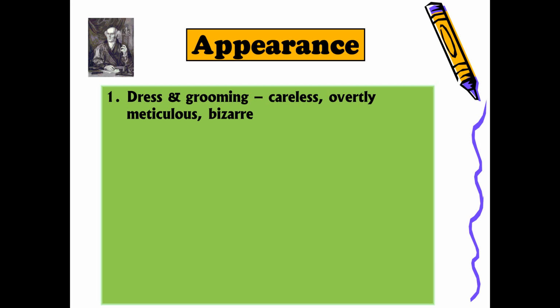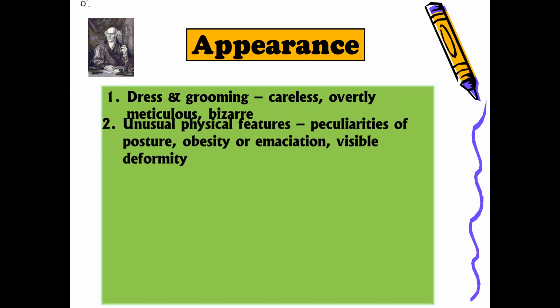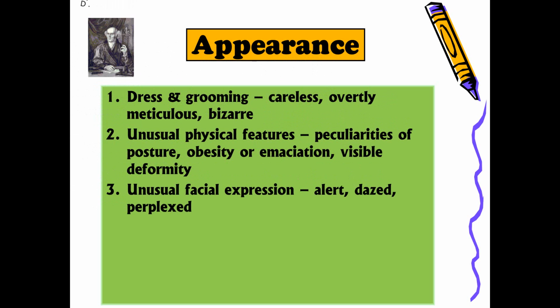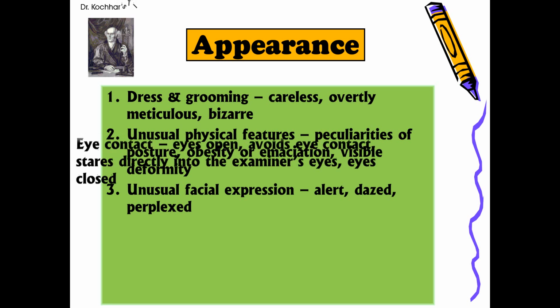Now we first of all go to appearance. We have to see the dress and grooming, that is careless, overtly meticulous or bizarre. Then we have to see unusual physical features, peculiarities of posture, obesity or emaciation, visible deformity, unusual facial expressions like alertness, dazed or perplexed. This is not merely as a result of coming to your clinic. It basically reveals his or her mental state.